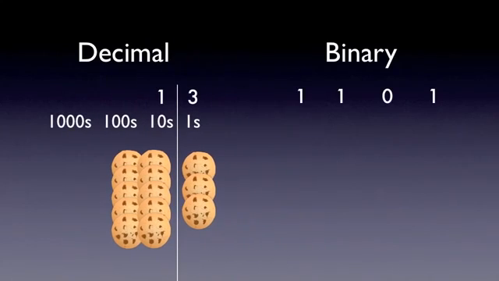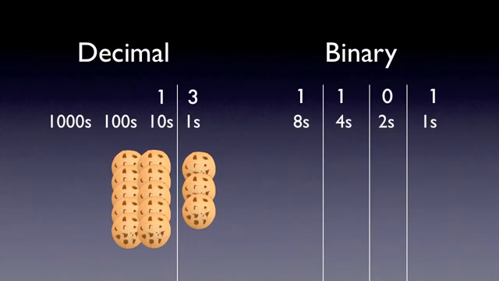Let's now look at the number 13 in binary. Just as in decimal, the binary system too has columns. The only difference is the columns have different values. In binary, we have a 1's column, a 2's column, a 4's column, and an 8's column. Each successive column has a value twice the previous. So the number 13 is composed of one lot of 8, one lot of 4, and one lot of 1. 1 times 8 plus 1 times 4 plus 1 times 1 equals 13.